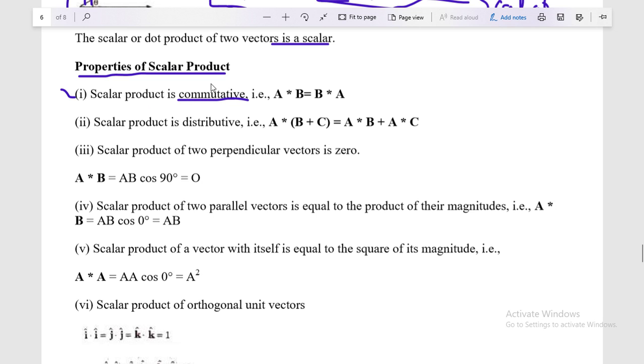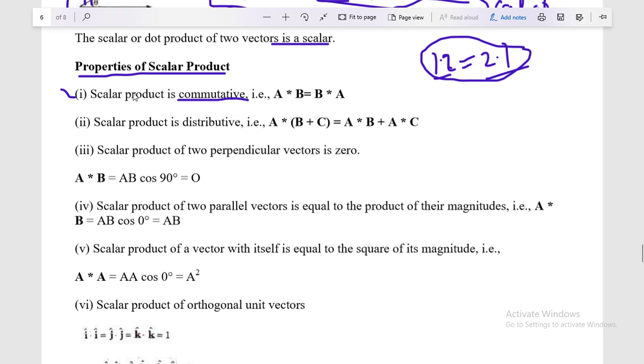You know about the commutative law. In simple algebra you have studied the commutative law. You can write 1 into 2 is equal to 2 into 1. So this 1 into 2, the left hand side is equal to the right hand side, or you can write 2 into 3 is equal to 3 into 2. So in simple algebra the product follows the commutative law.